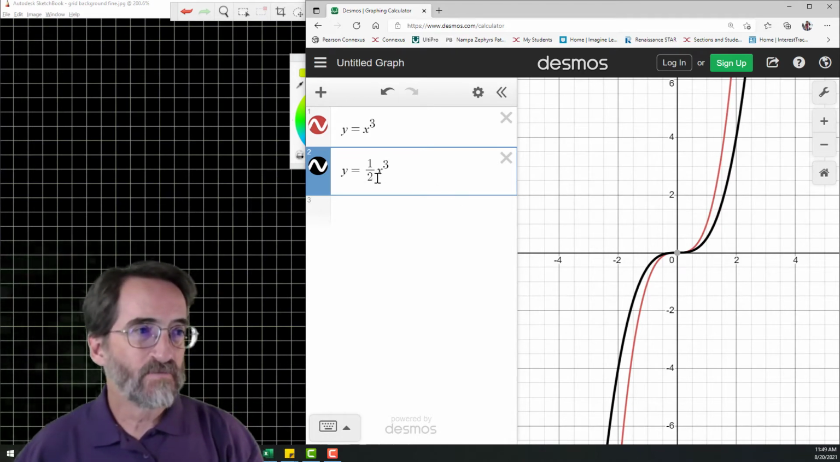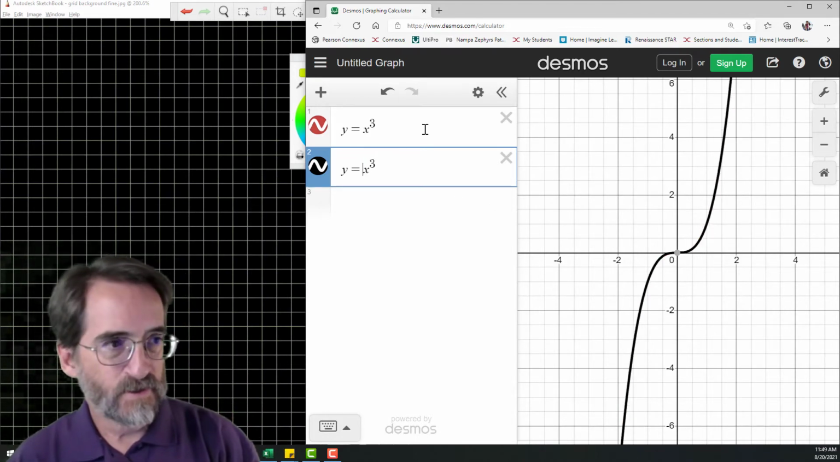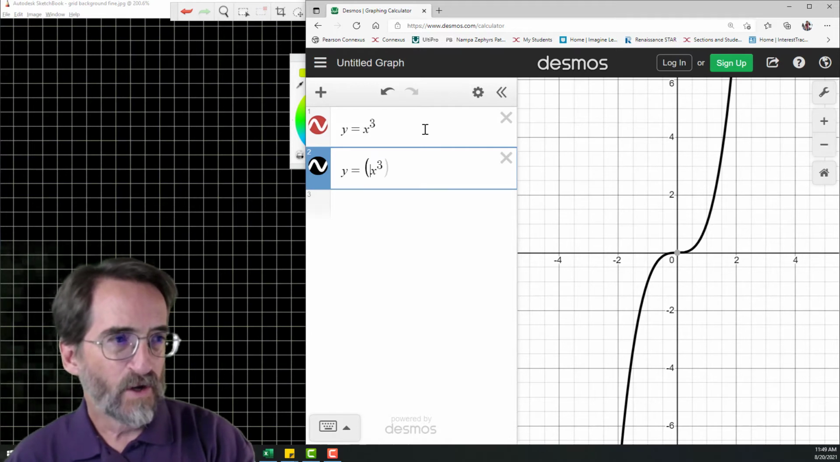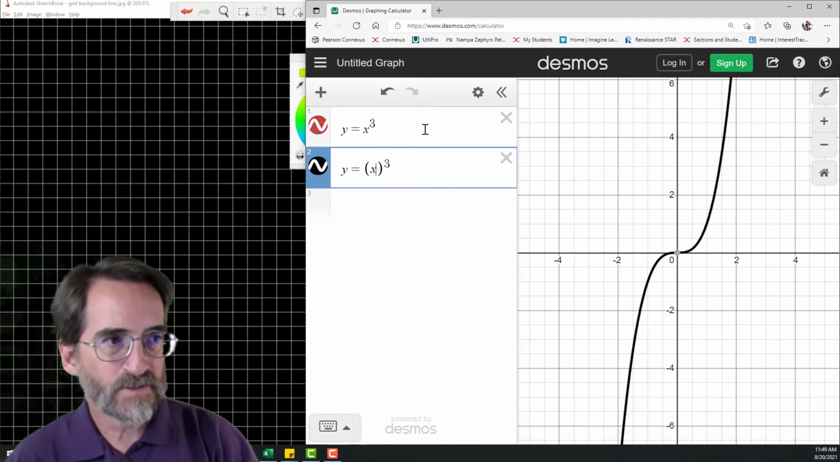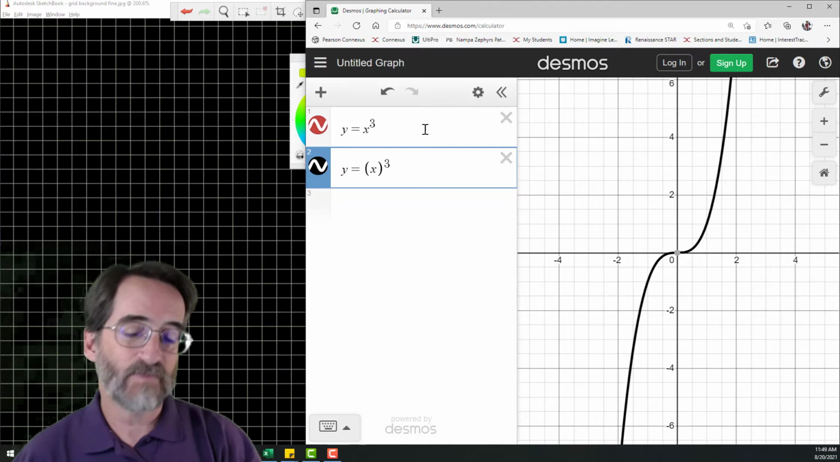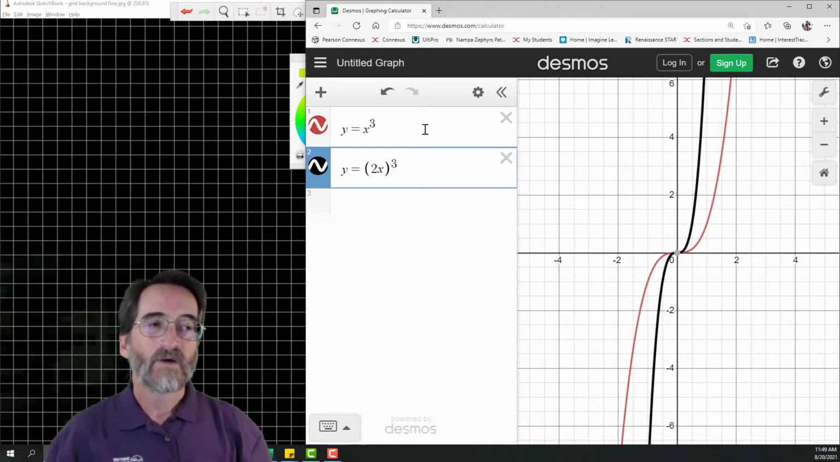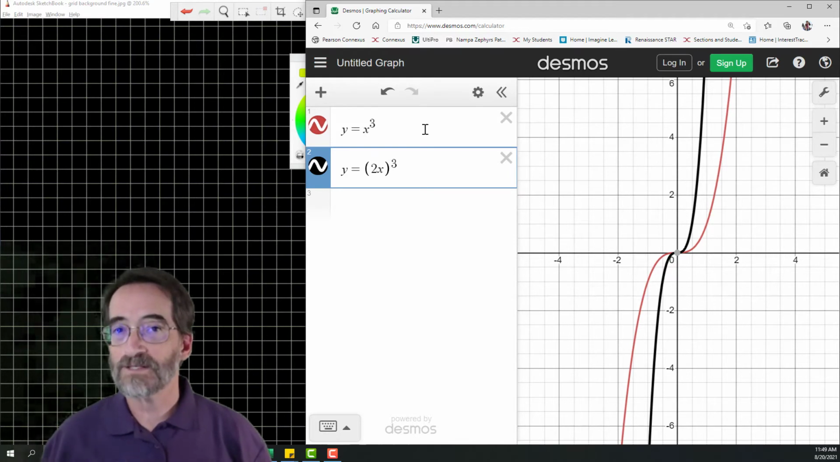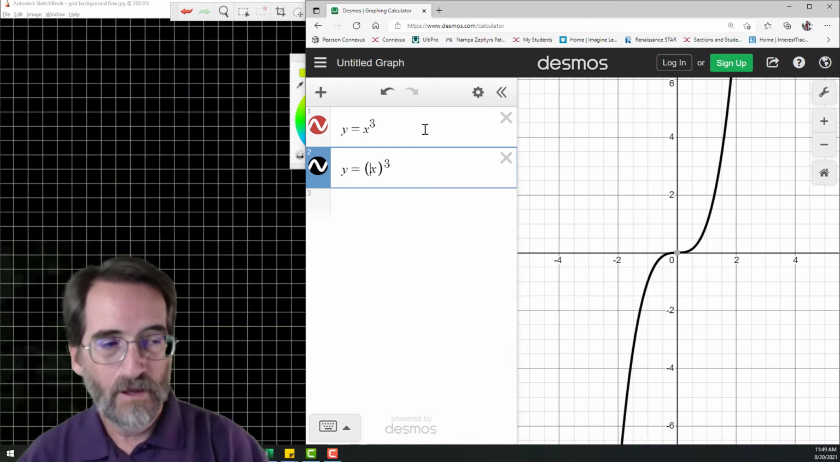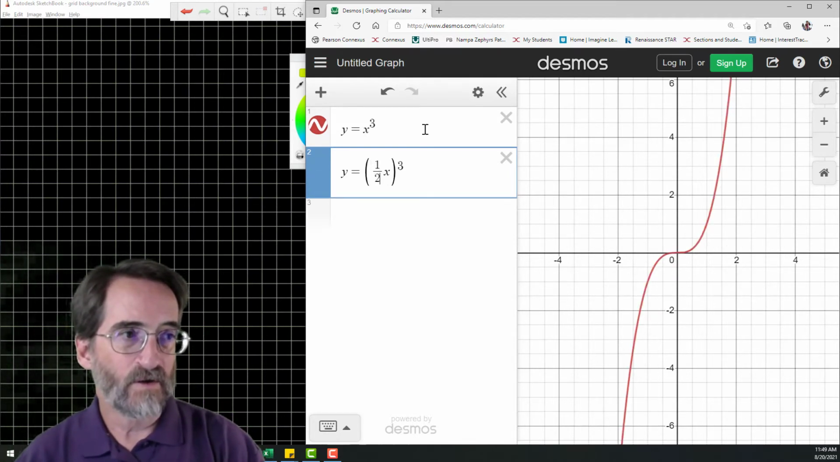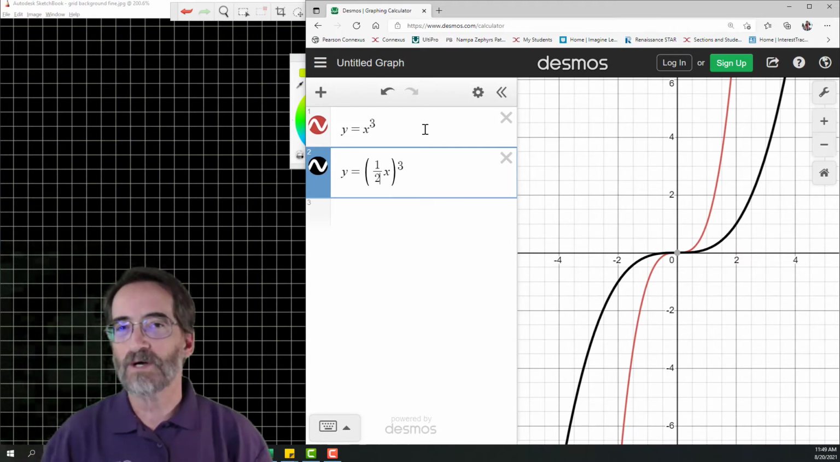So the trick to making it twice as wide is this. You want to put parentheses around the x, and you want to multiply the x by something. Now, if I multiply x by 2, remember this is oppositesville. It doesn't make it twice as wide, it makes it half as wide. But if I put a half in, not a third, a half, now it's twice as wide.